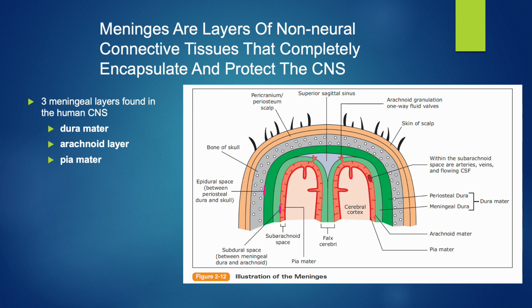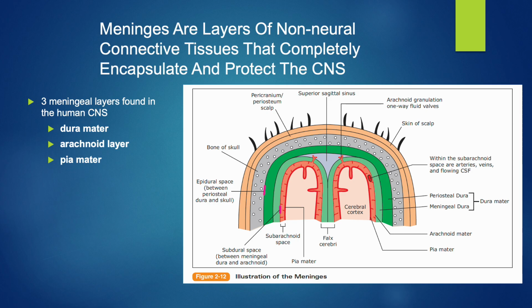The meningeal layers are non-neural connective tissue that protect the brain. You've got three main layers: the dura mater, the arachnoid layer, and then the pia mater. And the dura mater is the outermost layer of the meninges, and it's tough and durable. It looks kind of like wax paper, but you can't stretch it or tear it. It has to be punctured with a really sharp tool like a scalpel.